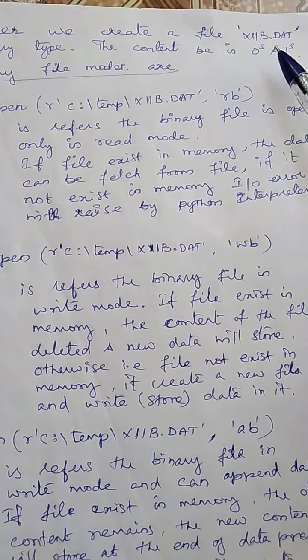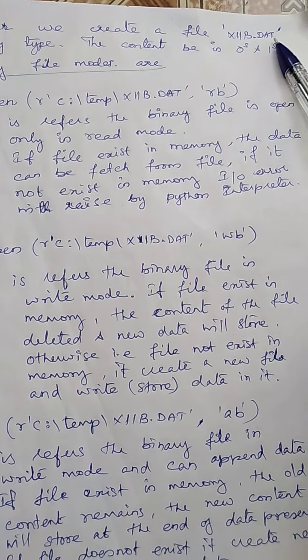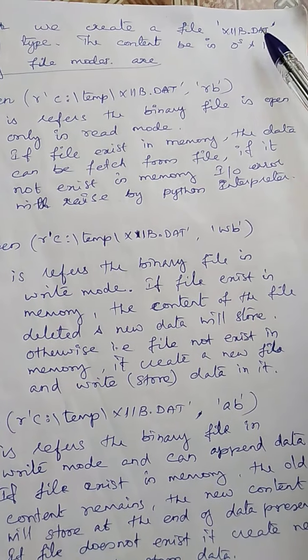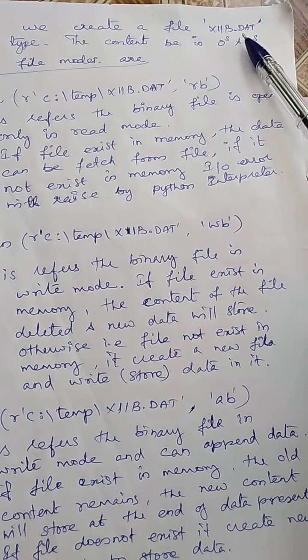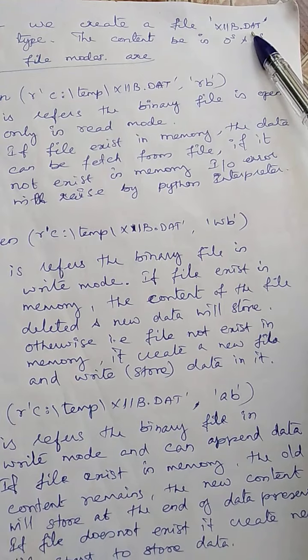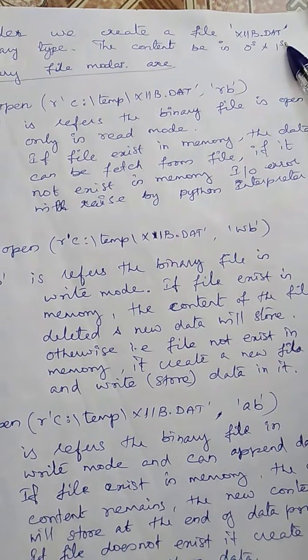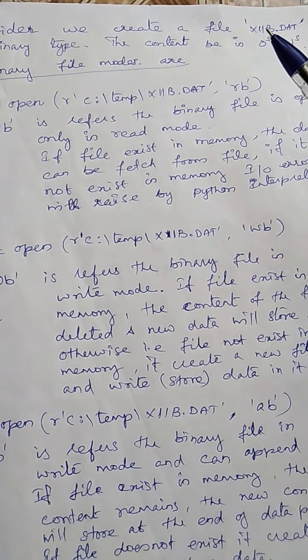See the file name. I am going to use 12b.dat. See, dat is a data file. A data file can be binary, whereas a text file cannot be binary. So we can have the extension as dat. Now we can create one 12b.dat file in the memory, in C colon temporary.